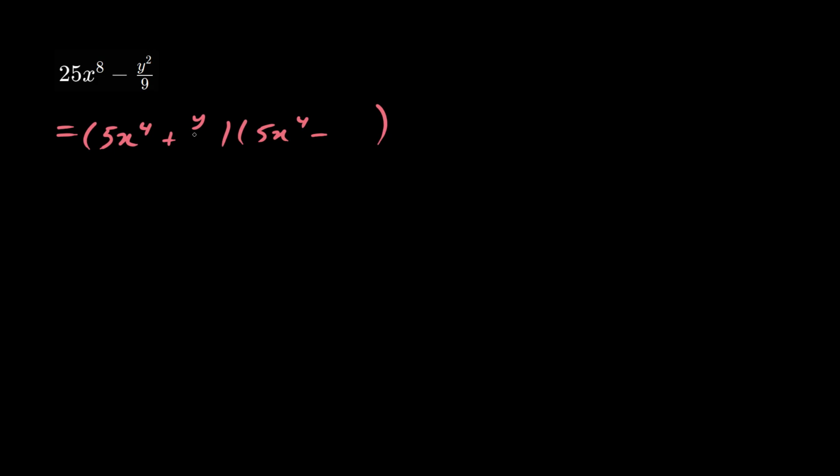We can write y over 3 times y over 3 becomes y squared over 9, because we multiply across. So this is one way of factoring it.